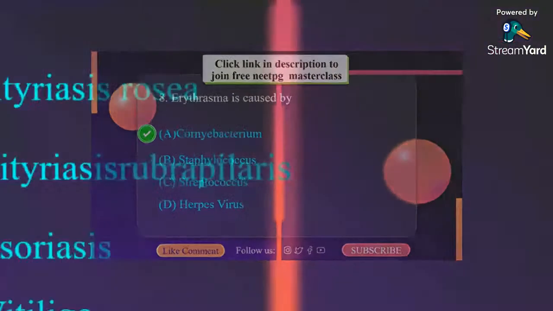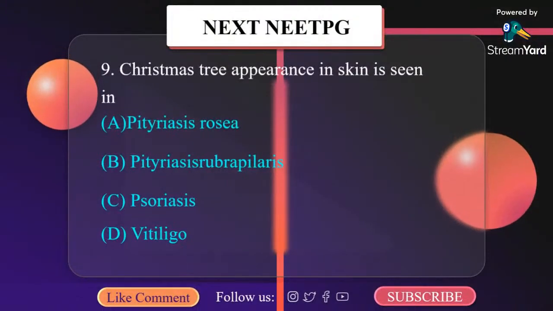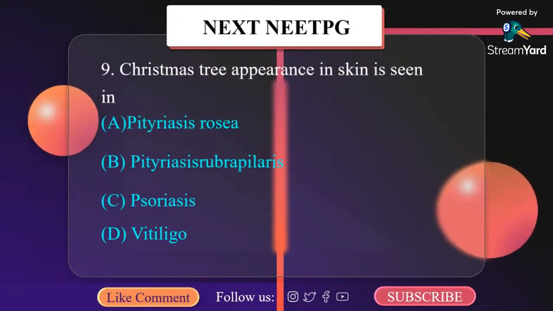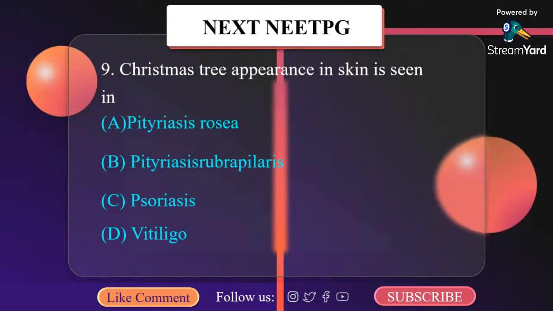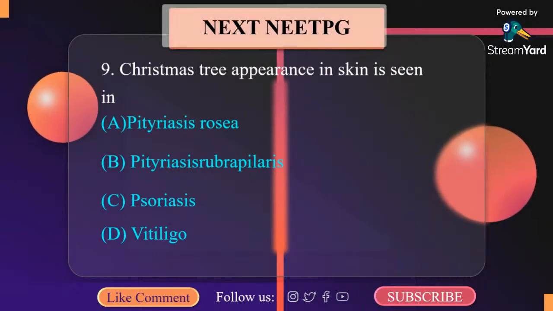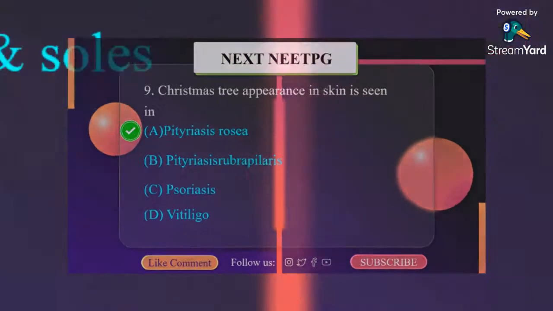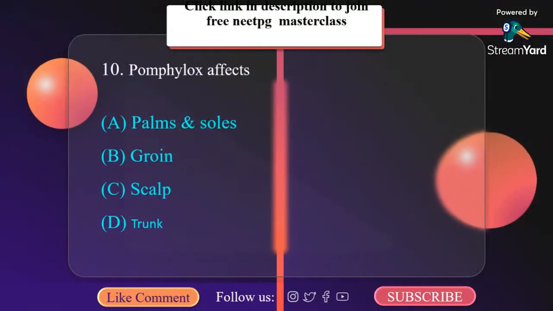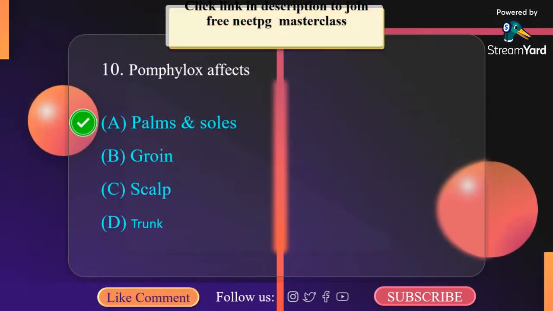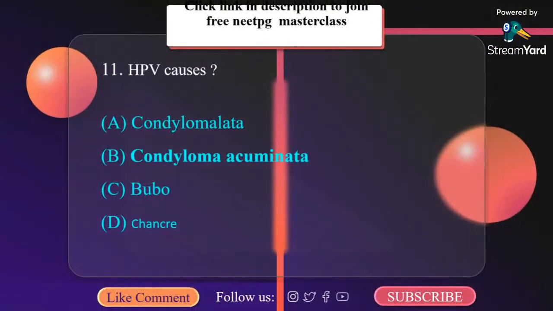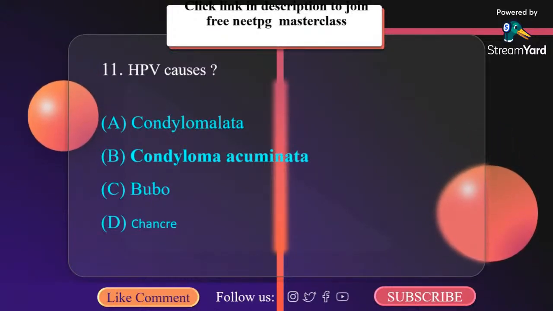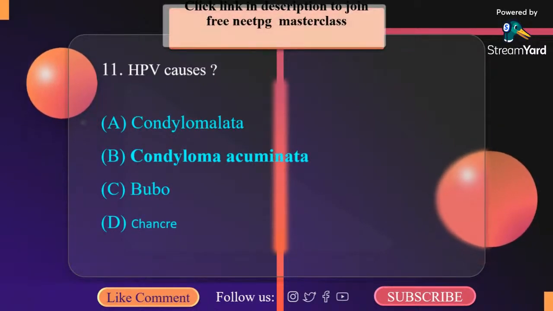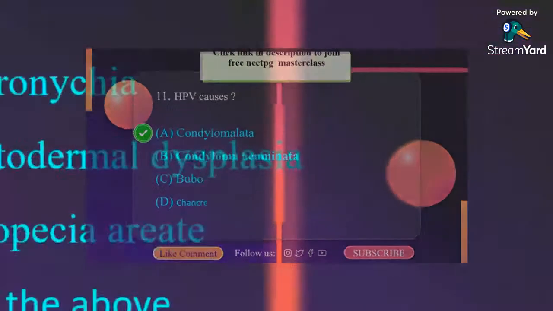Corynebacterium. Christmas tree appearance in skin is seen in A. Pityriasis rosea, B. Pityriasis rubra pilaris, C. Psoriasis, D. Vitiligo. Correct option here is pityriasis rosea. Pemphigus affects palms and soles, we all know. HPV causes A. Condyloma lata, B. Condyloma acuminata, C. Bubo, D. Chancre. It is condyloma acuminata.